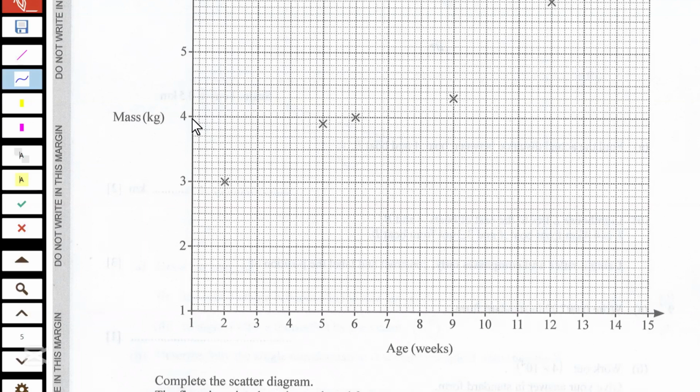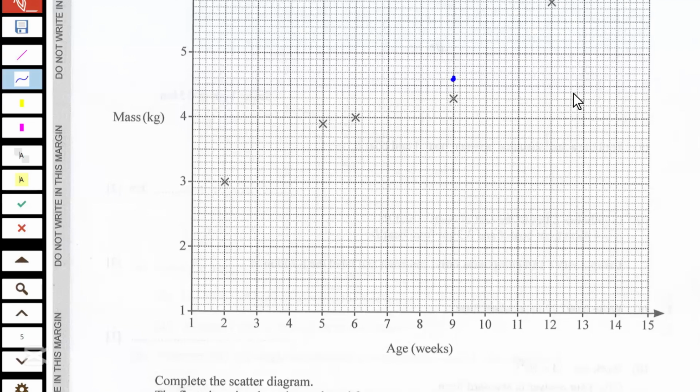Now, if this is 4, then for every unit on the y-axis, it's going to be 0.1. So we've got 4.1, 4.2, 4.3, 4.4, 4.5, 4.6, 4.7, 4.8, 4.9, and 5. So 9 to 4.6 is going to be exactly here. This is 4. This is 4.5. Then we have 4.6. This is exactly 4.6. 9 to 4.6.